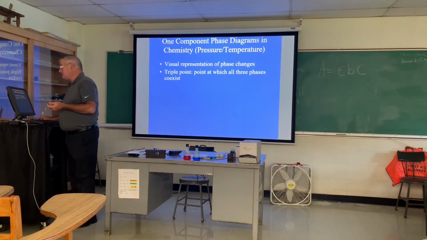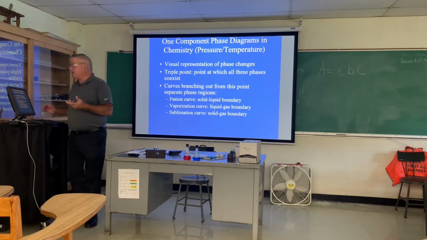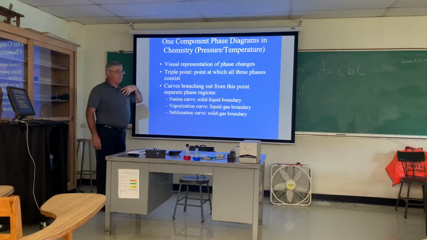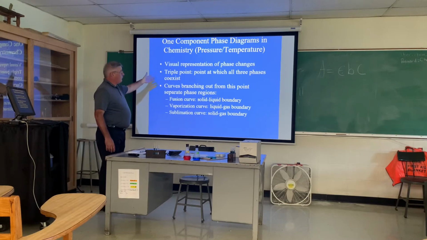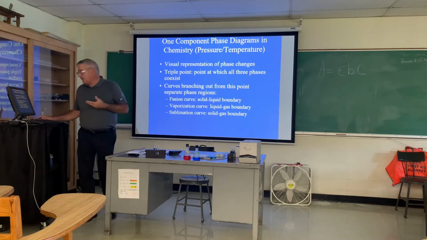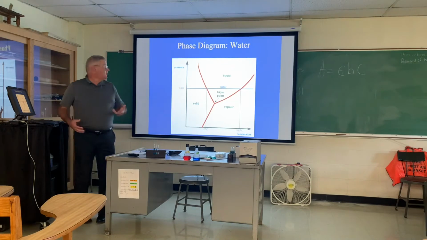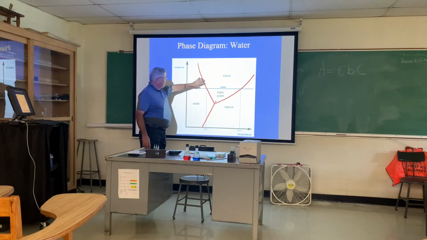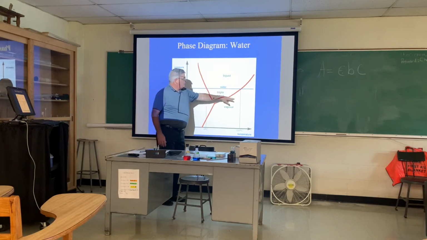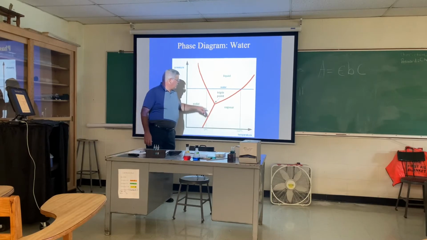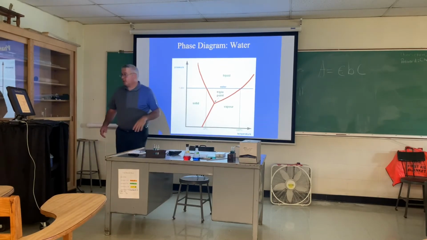All right. So, we've already been talking about some of these points. A phase diagram is a visual representation of phase changes, and the triple point is where, in a single component, all 3 phases exist, with curves branching out. So if I look at those curves, then we're seeing those. Just a reminder one more time, this is the fusion line, vaporization line, and sublimation line. And so in those regions, we can talk about each of those.